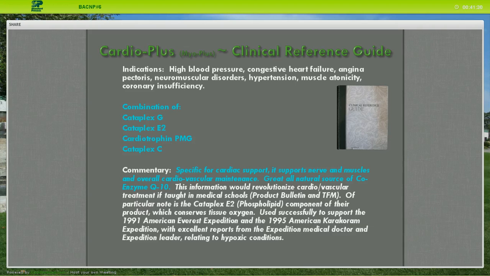If we look at Cardio Plus from the clinical reference guide, you'll see that it includes the combination that we're already aware of, G, E2, the PMG, and C. And it states that this is a specific cardiac support because it supports nerves and muscles and the overall cardiovascular maintenance. And it goes on to say that it's a great natural source of coenzyme Q10. Now, coenzyme Q10 is something that we don't talk about a lot in whole food nutrition, but it is a very popular topic outside of that because it has such an important role in improving the efficiency of the heart.